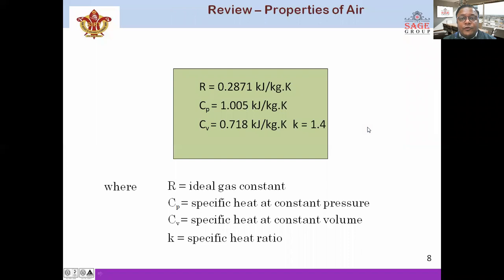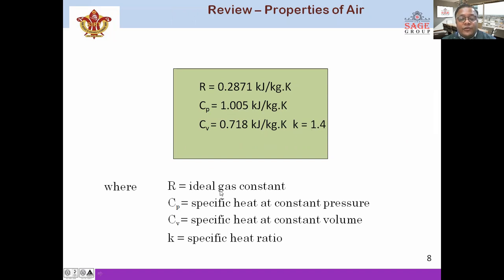This is the review of the properties of air, where R = 0.2871 kJ/kg·K, Cp = 1.005 kJ/kg·K, and Cv = 0.718 kJ/kg·K, and k or gamma = 1.4. These are the constant values taken for the properties of air, and these are the standard values.